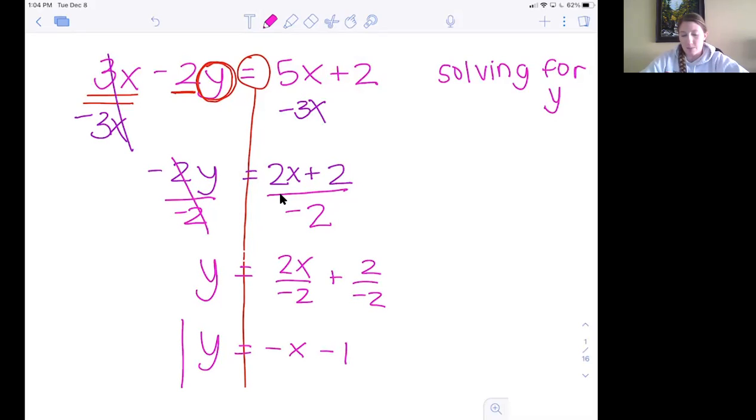So hopefully that helps. That is the reason why you aren't ever dividing this 3x. Even though the 3 is attached to the x, it's not attached to the y, which is what we're trying to solve for, okay? When you're bringing the 3 and x over, let me show you one more example.